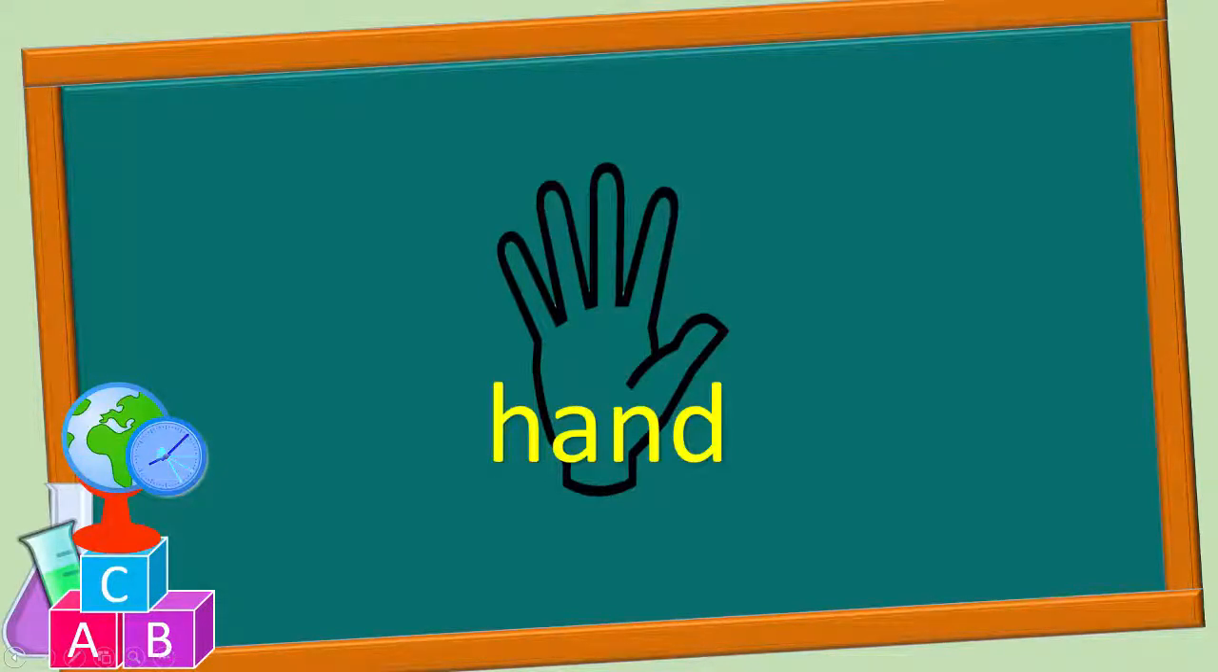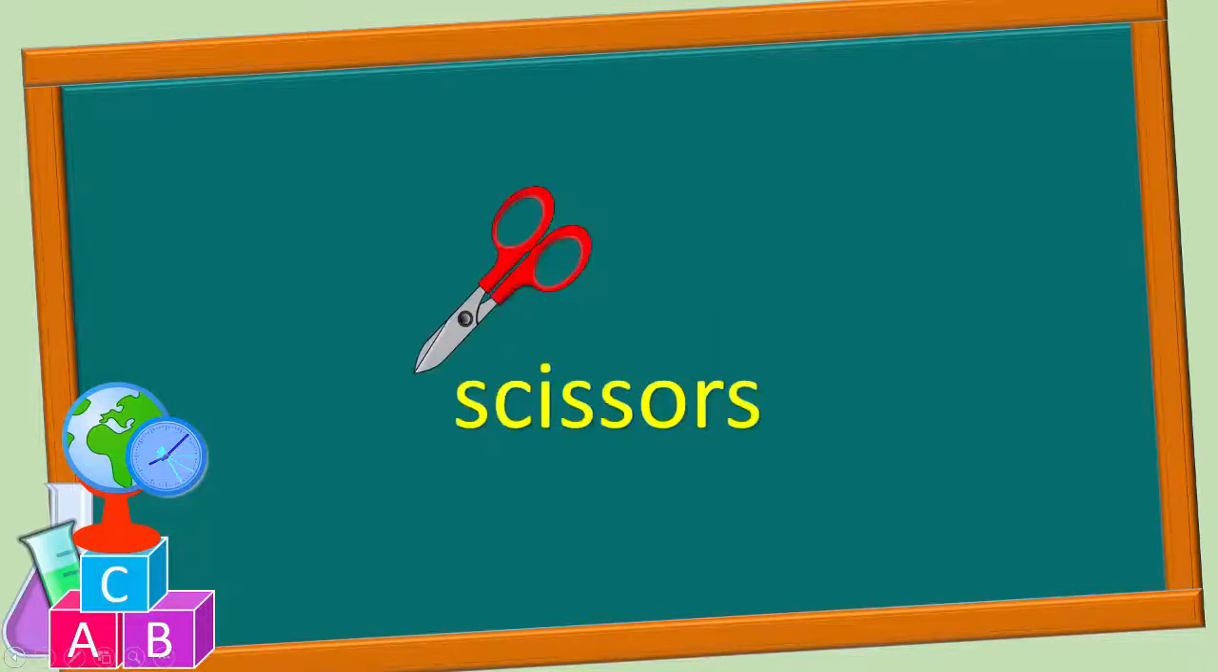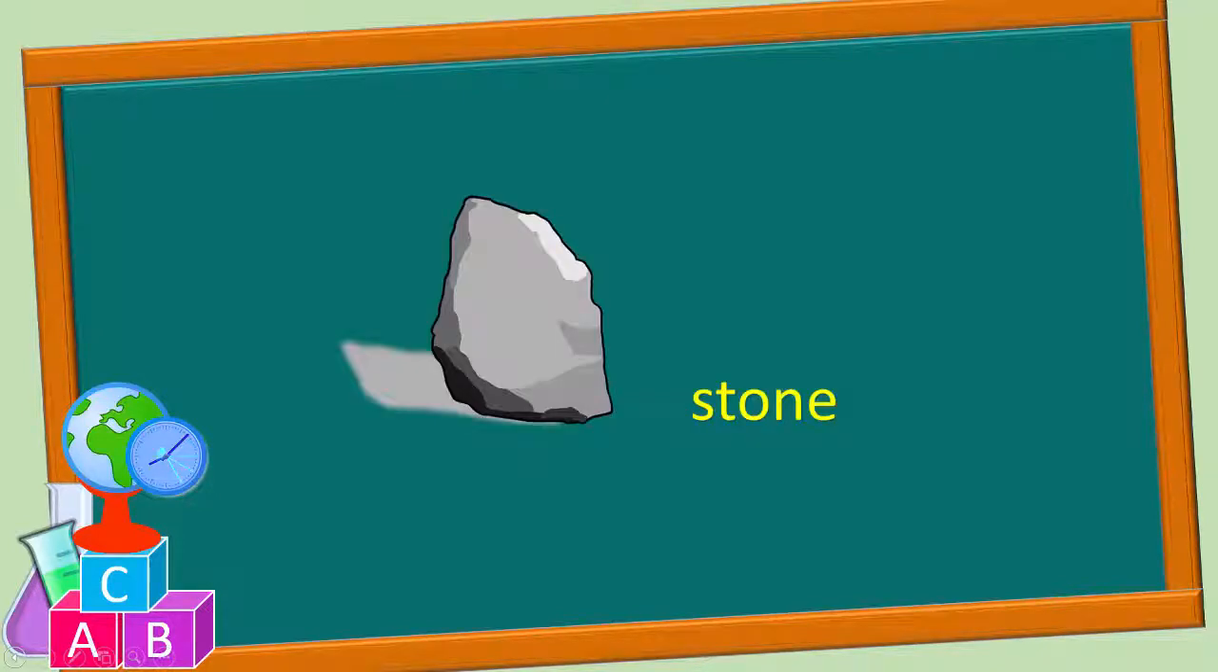Next, we'll learn a game called Paper, Scissors, Stones. But before we do that, we have to know these three words. The first one is hand. The second one is scissors. And the last one is stone.